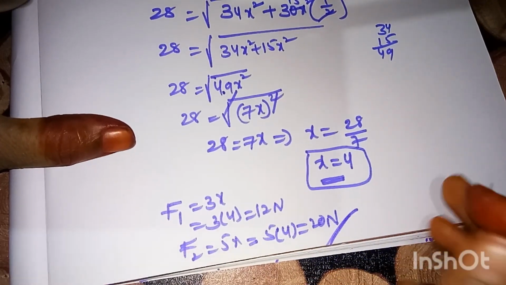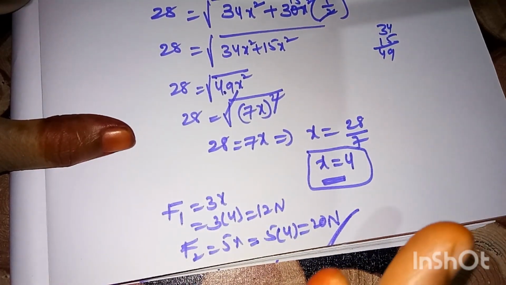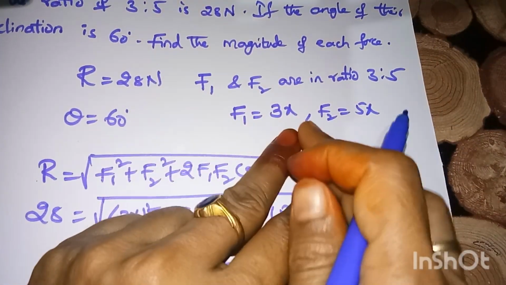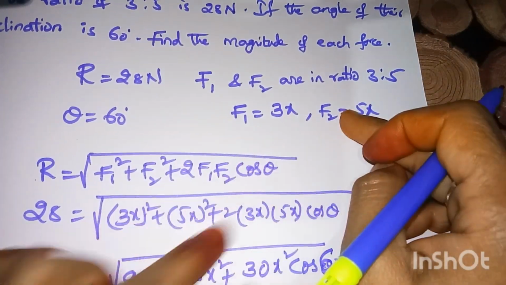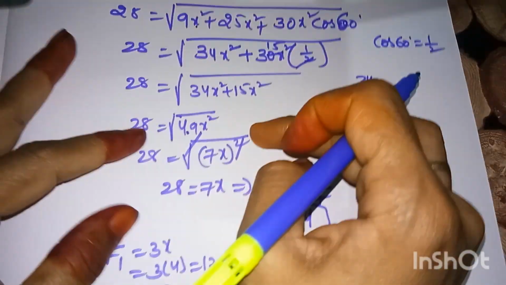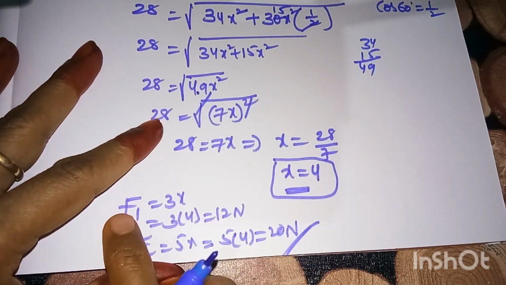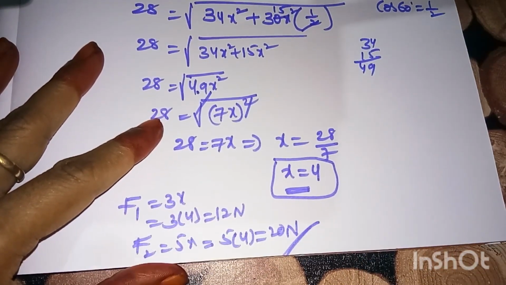So when the magnitudes are given in the form of a ratio, you should consider them as 3x and 5x with an x value. Multiply the given ratios with x and find the value of x. By substituting the value of x, you will get the magnitudes of each force.